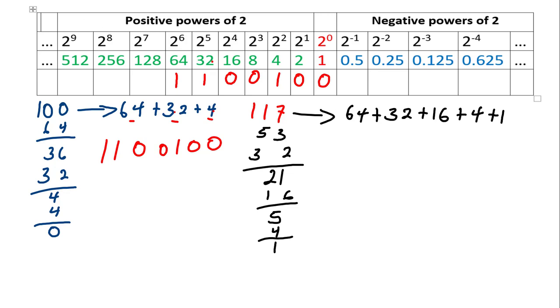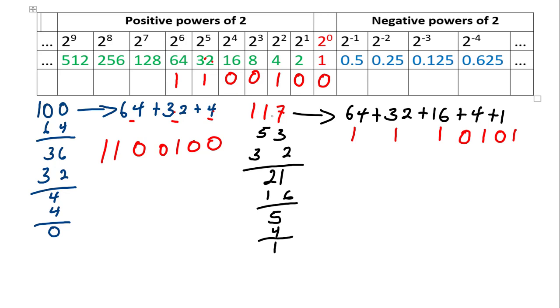We have 64 in the sum of numbers, 64 in the table, we represent it as 1. We have 32 and then 32, we represent it as 1. We have 16, 16, that will be 1. 8 in the table, no 8 in the sum of numbers, that will be 0. 4 in the table, 4 in the sum of numbers, 1. 2 in the table and then no 2 in the sum of numbers, that will be 0. 1 in the table and then 1 in the sum of numbers, that will be 1.